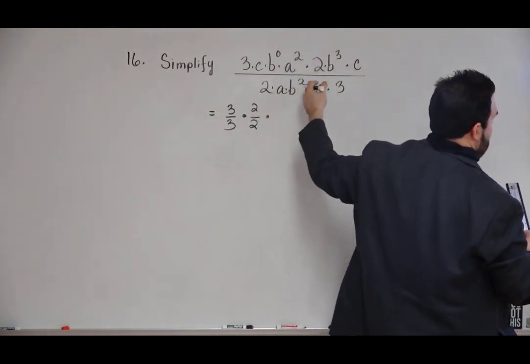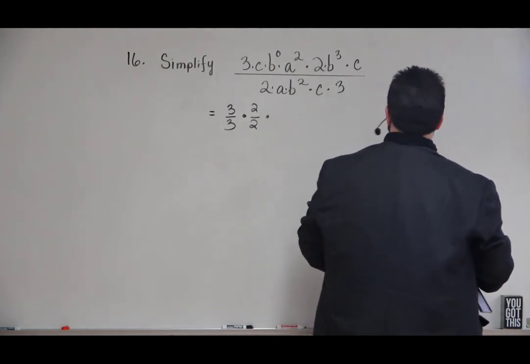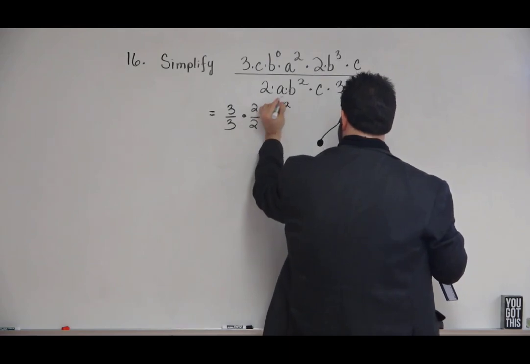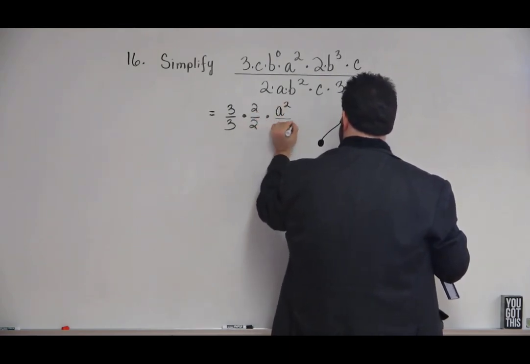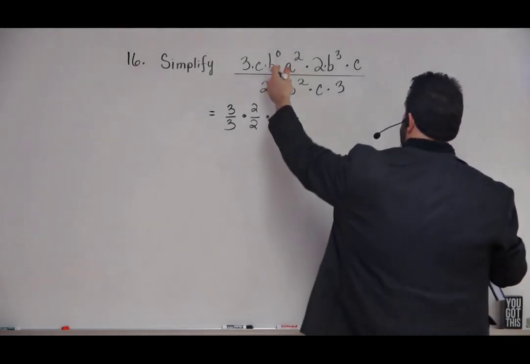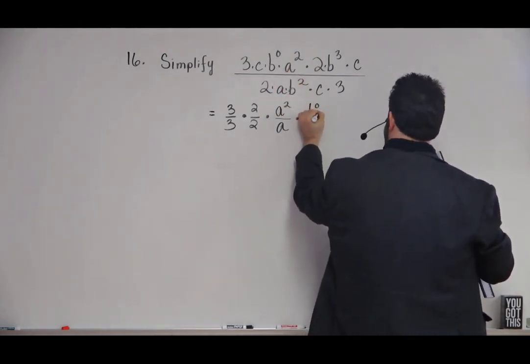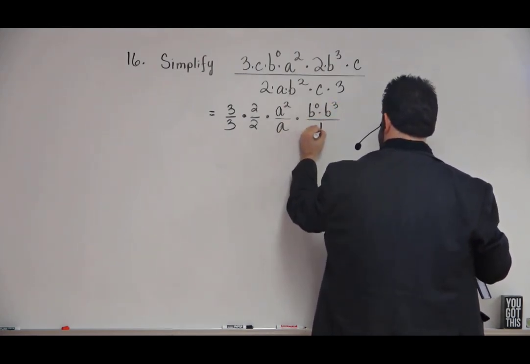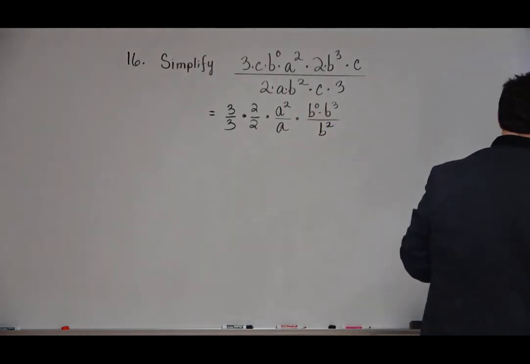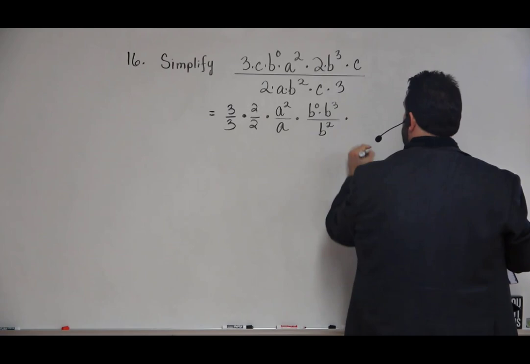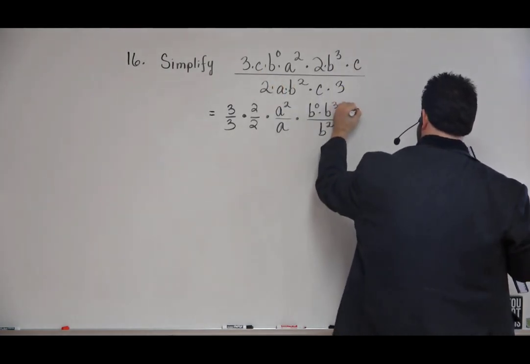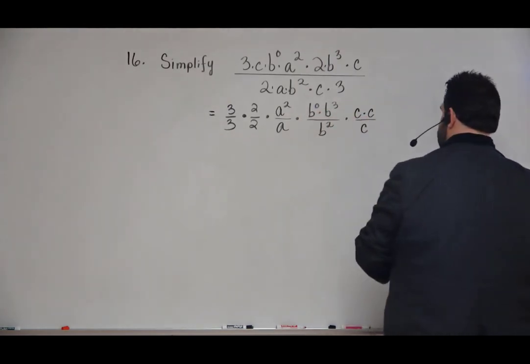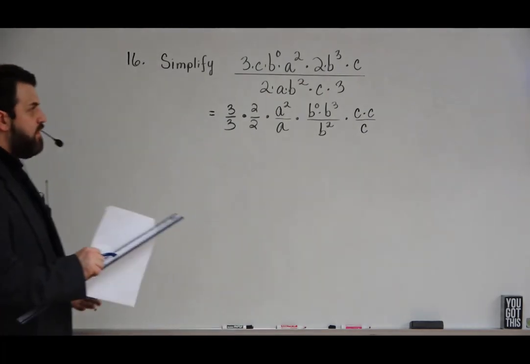Now let's look at the A's. Let's go in alphabetical order, ABC. So up here I've got a squared, and down here I've got a. Now let's deal with the B's. Okay, I got a couple of B's upstairs. I got b to the 0 times b cubed over b squared. Now let's look at the C's. Upstairs I've got a C times a C, and then downstairs I've got 1C. All right, so we're just moving right along, folks.